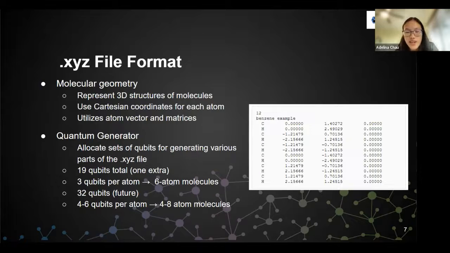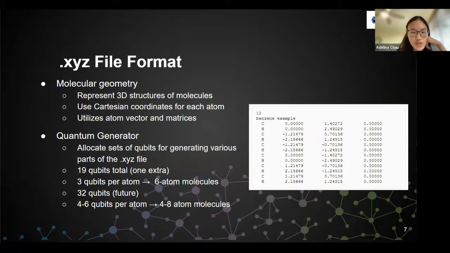So our quantum generator essentially works by generating molecules that mimic the XYZ format by allocating specific sets of qubits for generating the respective parts of the XYZ format. For example, we have a set of qubits to generate the atoms, a set of qubits to generate the X coordinates, a set of qubits to generate the Y coordinates, and a set of qubits to generate the Z coordinates.